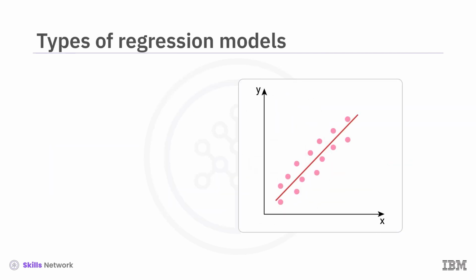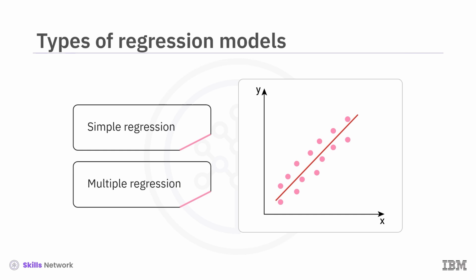There are several types of regression. Deciding which one to use depends on the data you have for the dependent variable and the type of model that provides the best fit. In this video, we'll discuss the following two types of regression models: simple regression and multiple regression.